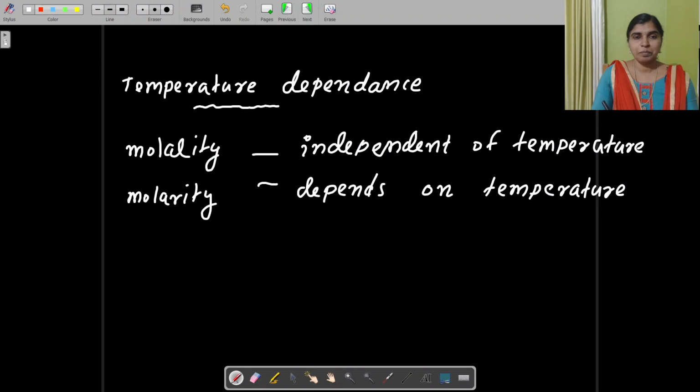Then lastly, temperature dependence. The molality is independent of temperature because the molality involves mass measurements. Mass is independent of temperature, and molarity depends on temperature because the calculations involve volume. Volume may change with temperature. So molarity depends on temperature while molality is independent of temperature.